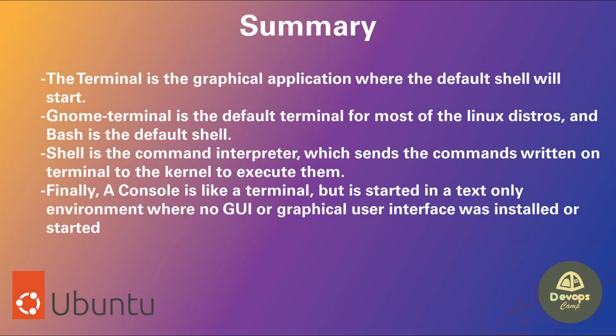Let's recap in a nutshell. The terminal is the graphical application where the default shell will start. GNOME terminal is the default terminal for most of the Linux distributions. Shell is the command interpreter, and Bash is the default shell for many. Finally, a console is like a terminal but is started in a text-only environment where no GUI or graphical user interface was installed or started.